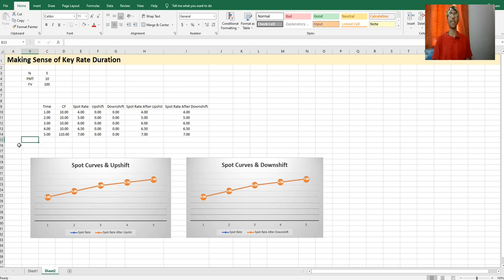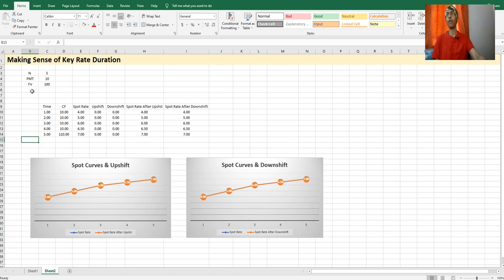Now, what kind of change are we talking about? When we say effective duration, what we are talking about is parallel shifts in the curve, the market rate curves. So, let us try to understand what we are trying to say here.